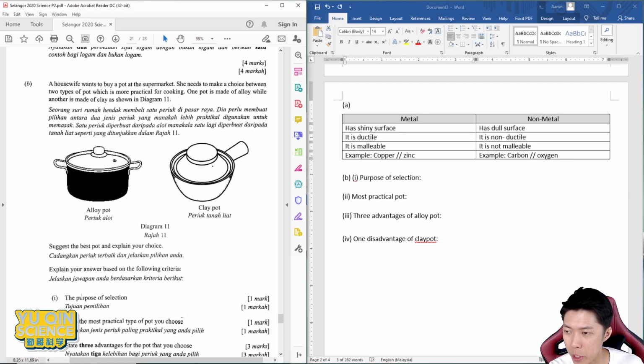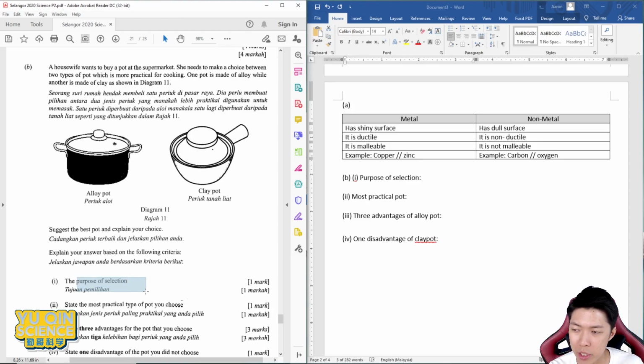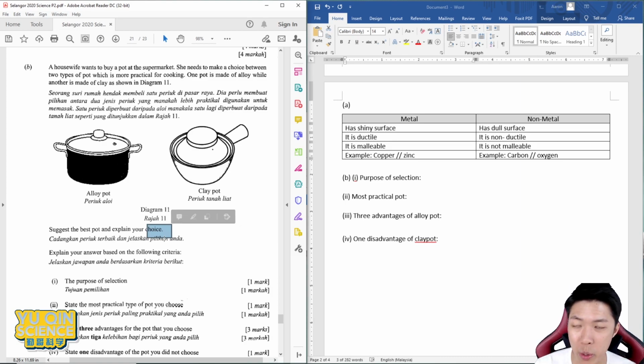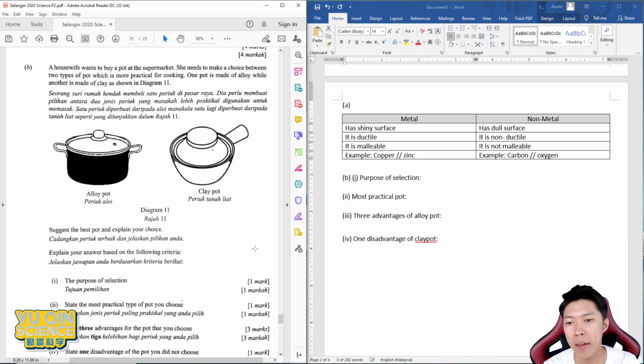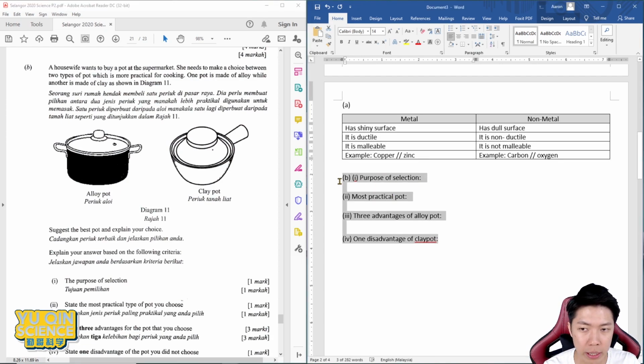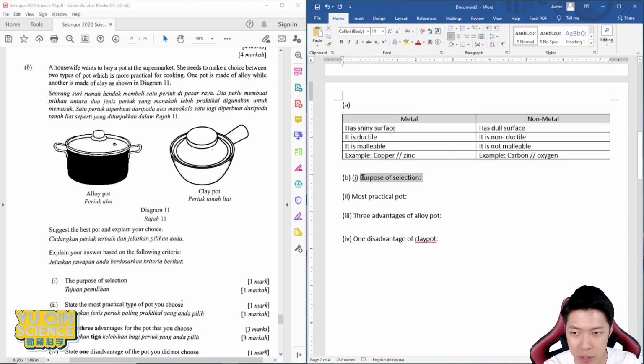Okay, what question is this? The purpose of selection. This is the aim of choice. This is what we call a choice question, where you have to make a choice, the aim of choice. Okay, right. So number 1, B1, you can do like how I do. I do the title: B1, purpose of selection. That means, why do you want to choose? Why must you choose?